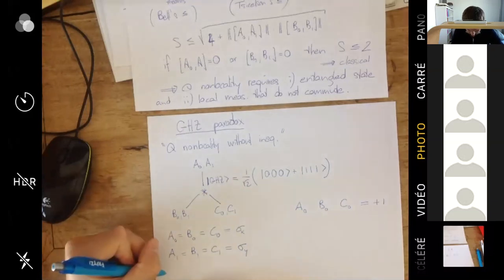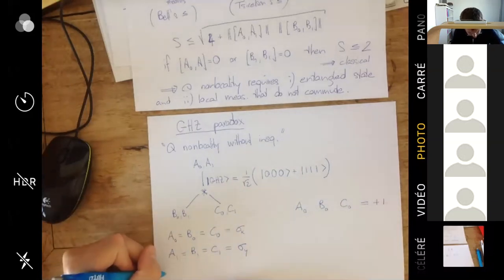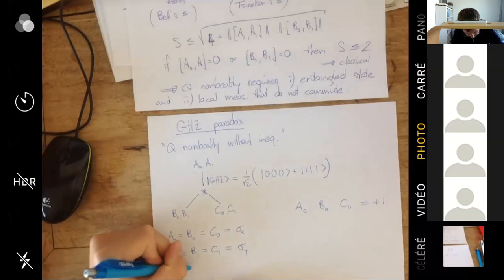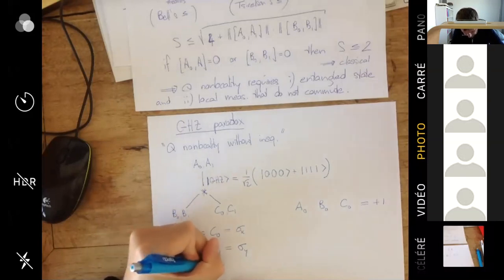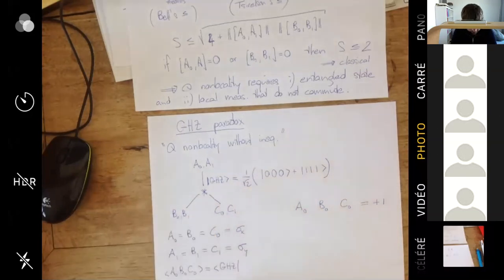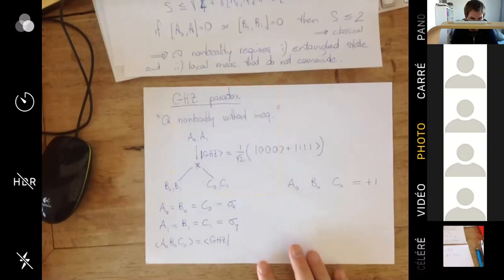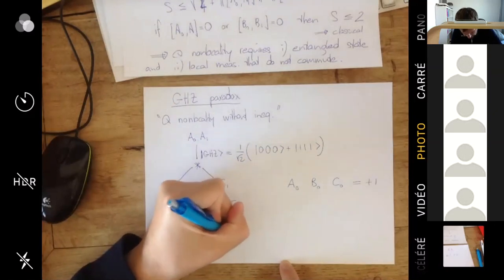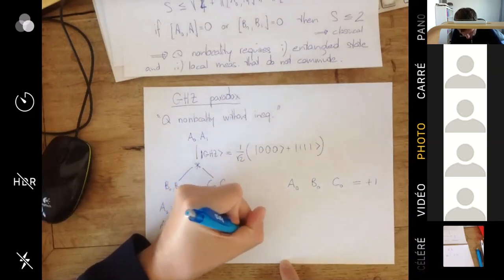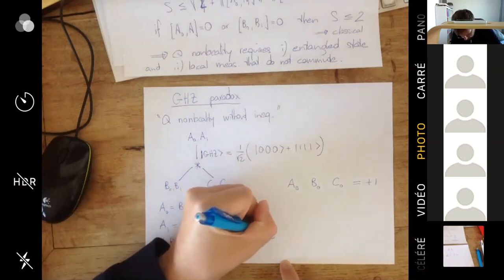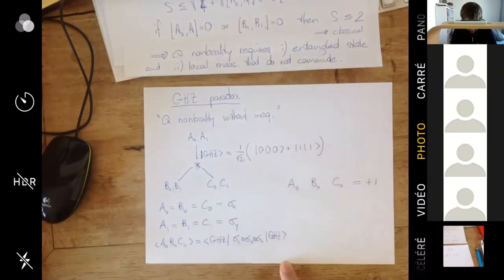You see, this thing here is what? Maybe let me write it like this: the expectation value of A0, B0, C0 in my GHZ state. Now, what is the observable that corresponds to this? Well, this is sigma x tensor sigma x tensor sigma x, and all that on the GHZ state. So here is just the Born rule again.